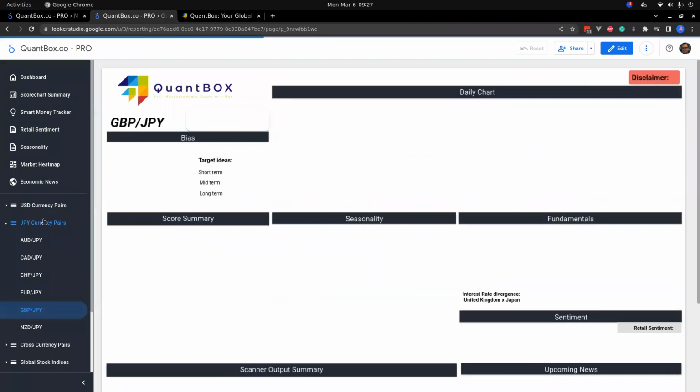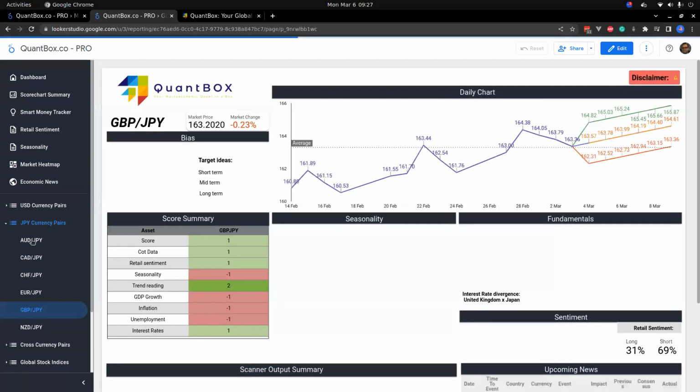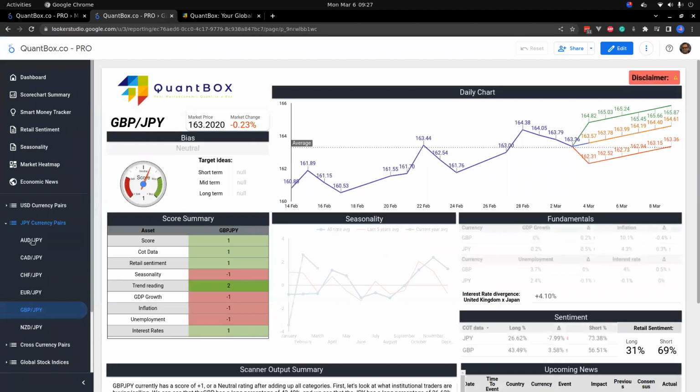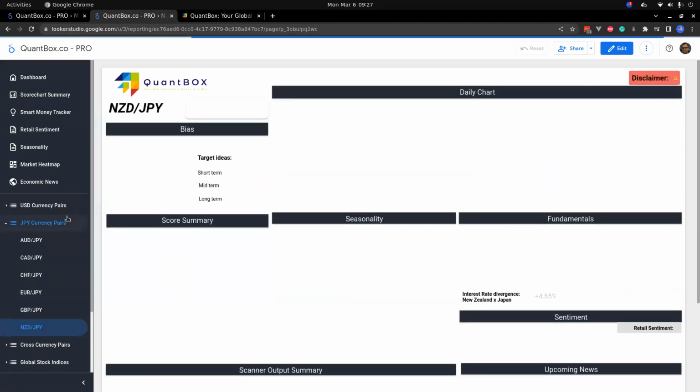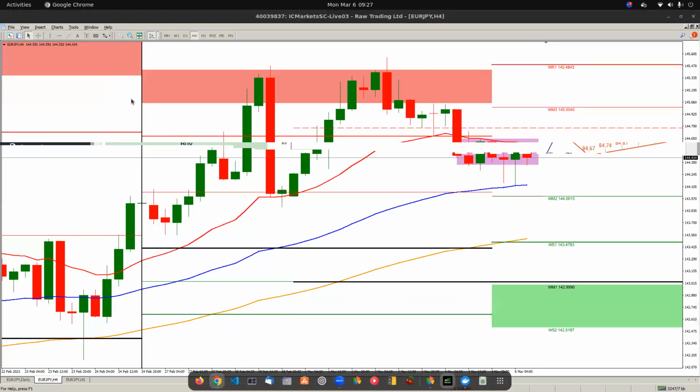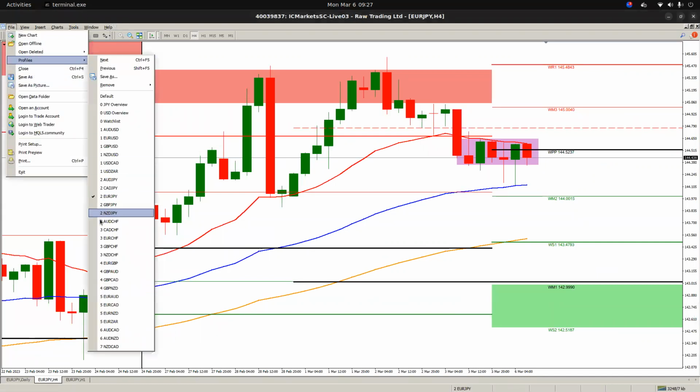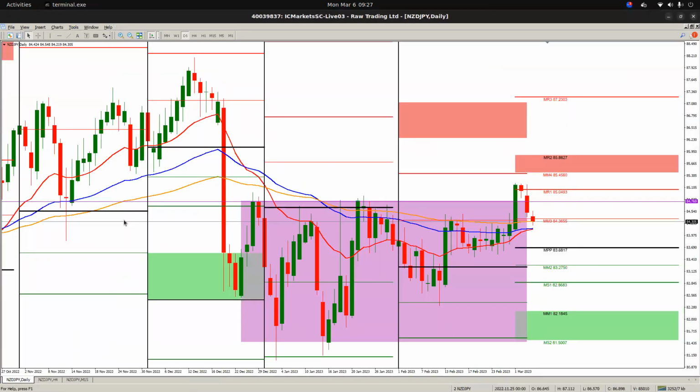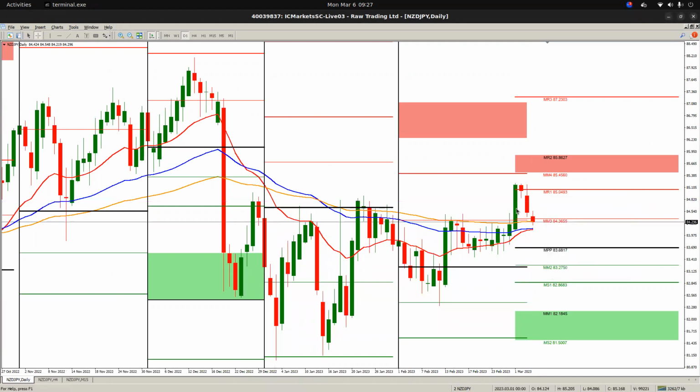Looking at pound yen, you can see it coming through neutral. And Kiwi yen coming through with a buy. Here's Kiwi yen. And you can see there, price currently, this red candle here, let's take a look at this. So it broke this support over here, came down to the support over here. You can see this red candle here breaking into the top of this range.